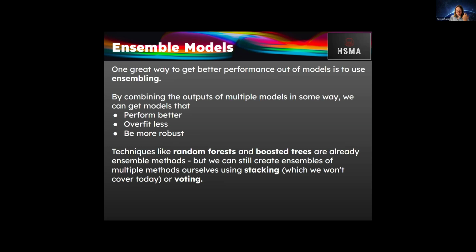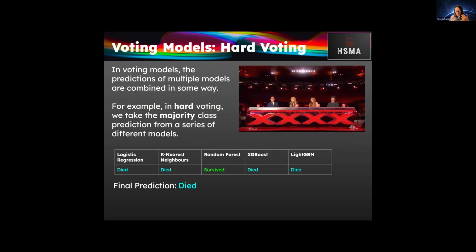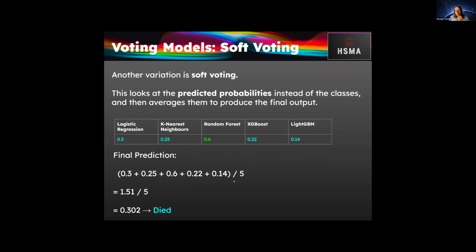Now, we can create models using a voting classifier. So here, let's say I trained 5 models, a logistic regression, a k-nearest neighbors model, a random forest model, an XGBoost, and a LightGBM. And in this case, 4 of them predicted that the person on the Titanic died, 1 of them predicted it survived, and we will take the majority class. This is called hard voting. It takes the majority class out of all of those. We can also do soft voting, which looks at the predicted probabilities of each output and takes a final averaged prediction to produce the final output.